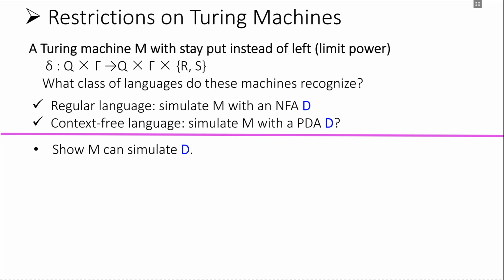In this direction, you do similar things. Given the components of D, how do we construct M? Specify the states of M and the transition function of M accordingly. Alright, enough hints for this homework problem. There are more hints for another problem later.